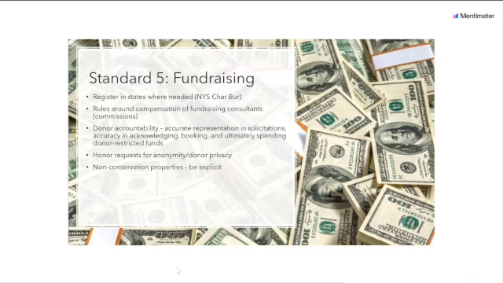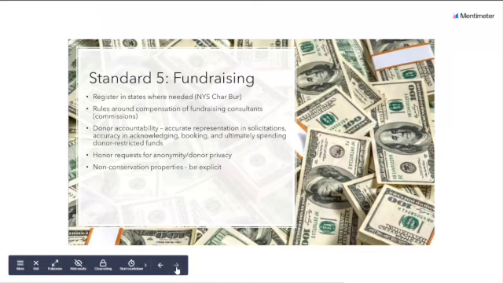The standards in Standard 5 include taking care to honor donor requests for anonymity, and also being respectful of donor privacy, just overall, and donor information. And then finally, there's this idea that land trusts might receive property not for conservation, but as non-cash assets that support operations. If you've been offered property as a donation but not for conservation, be sure to be upfront with the donor about the purpose and the intended use of the donation, and document all of that in writing.